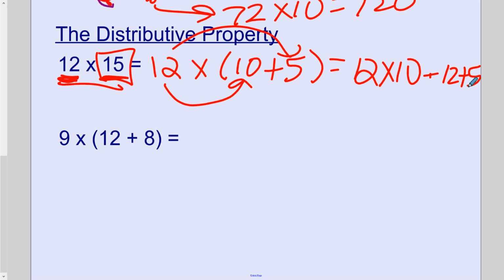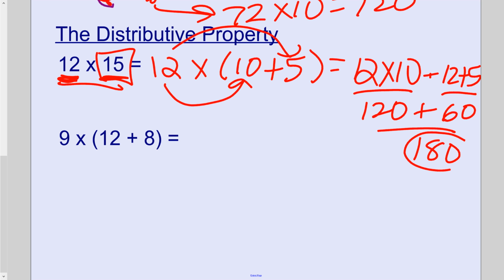So if I do these two separately, 12 times 10 is 120. 12 times 5 is 60. So my final answer is 180. 120 plus 60 is 180. Now, as I said, I could have done that this way.